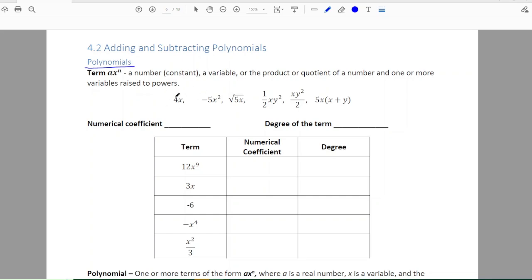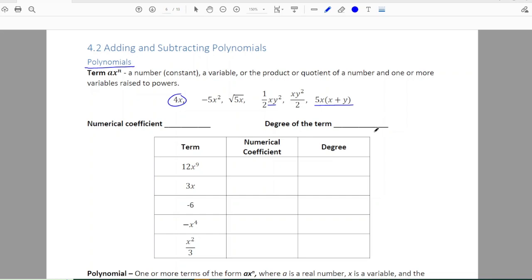So a term could be something like 4x, right? This is a number and a variable where the exponent is a whole number. In other words, a 1, a 2, a 3, or a 4. This is another example of a term. This is another example of a term. This is an example of a term because everything's multiplying together. This is an example of a term. This is still one term because everything's multiplying together.